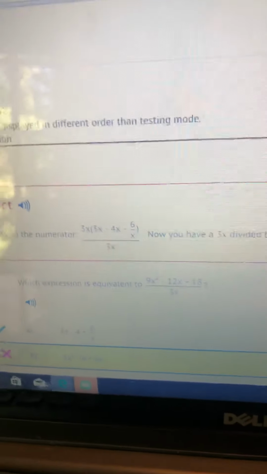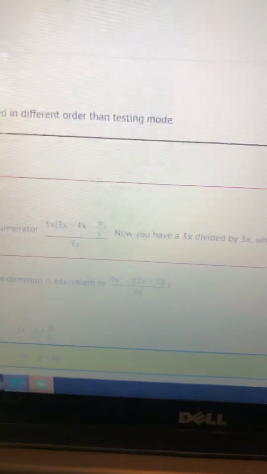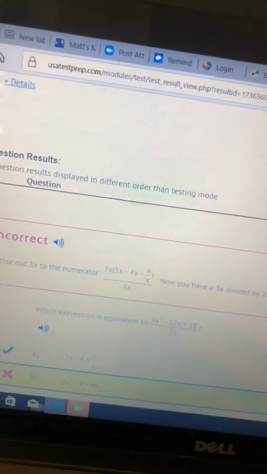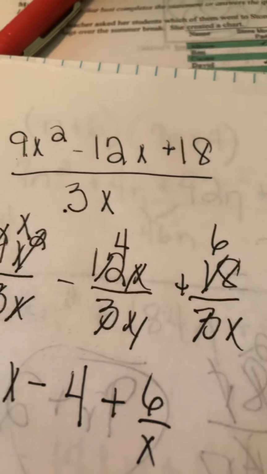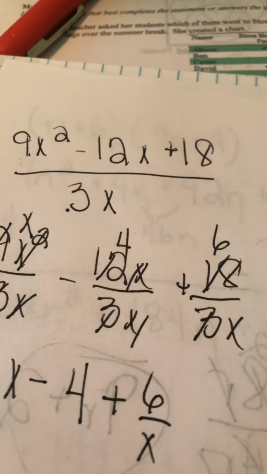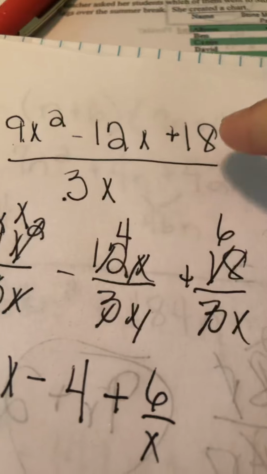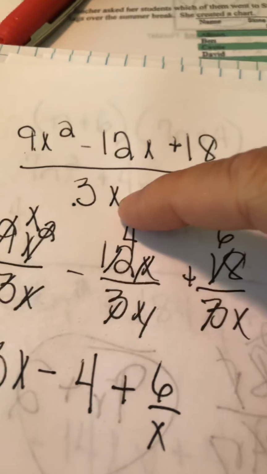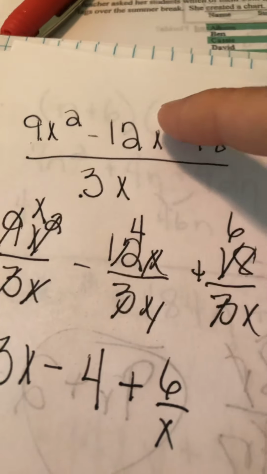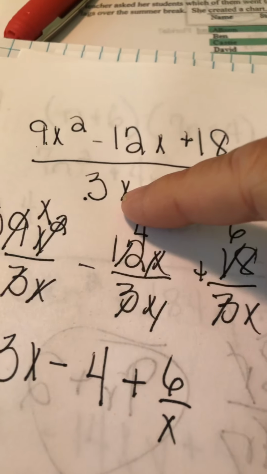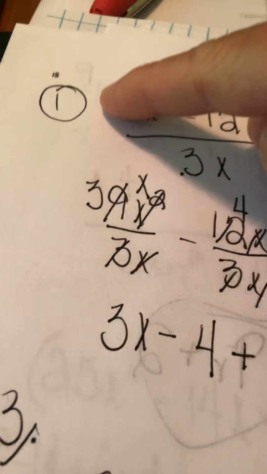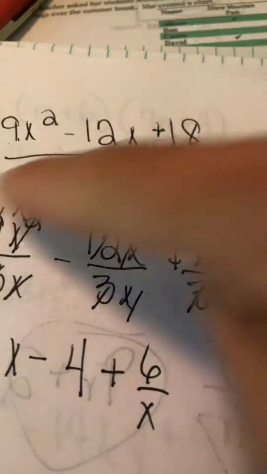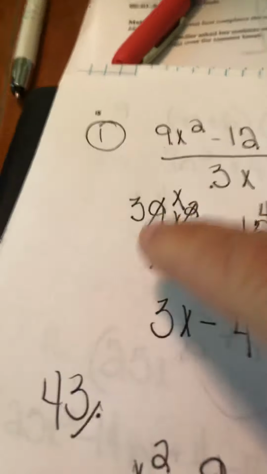Okay, so the first one you missed was number 1. And so basically what you had for number 1 was 9x squared minus 12x plus 18 over 3x. And so the top number is a polynomial and your bottom number is a monomial. Anytime you divide a polynomial by a monomial, all you have to do is just stack that monomial under each term. It's kind of like a common denominator.